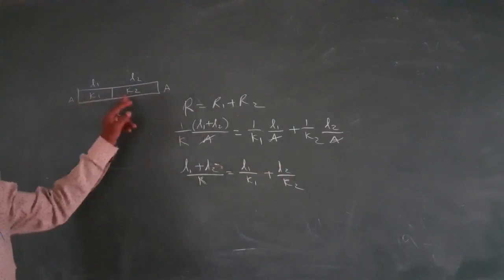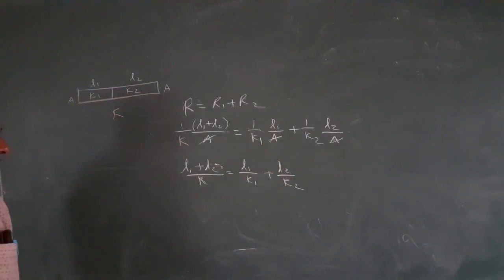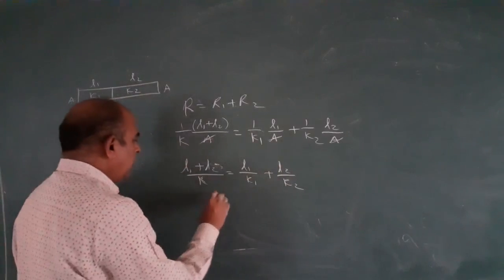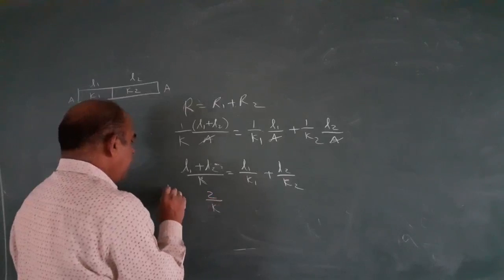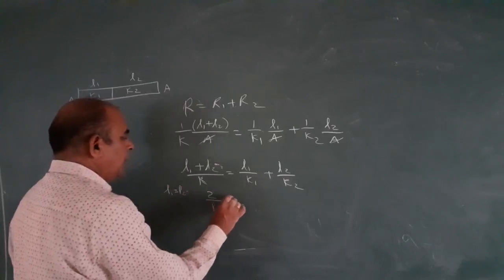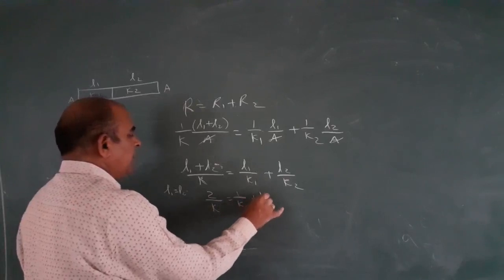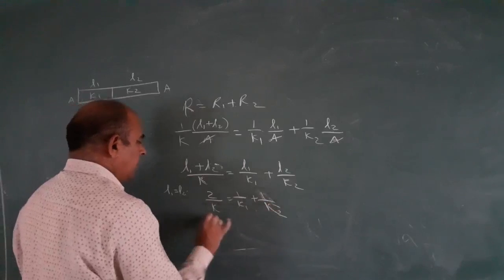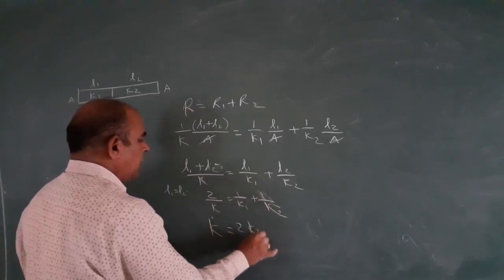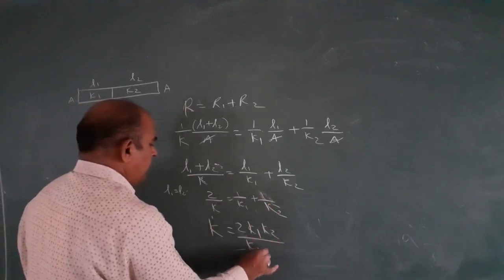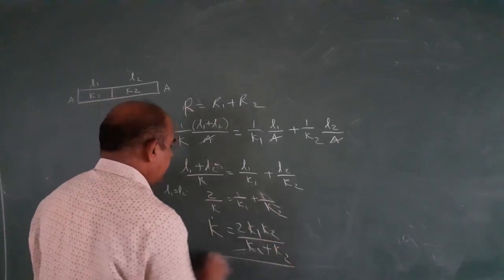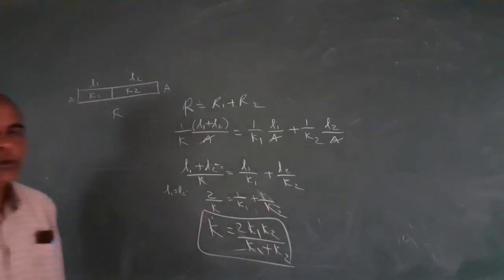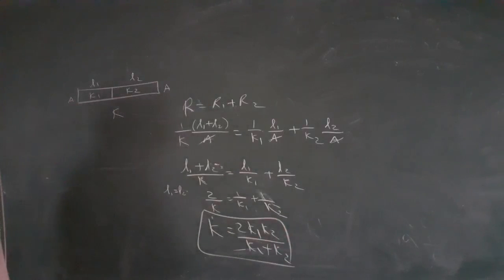If the two rods have same length, L1 is equal to L2, then 2 by K is equal to 1 by K1 plus 1 by K2. Therefore, K is equal to K1 K2 by (K1 plus K2). One important formula when two rods are kept in series.